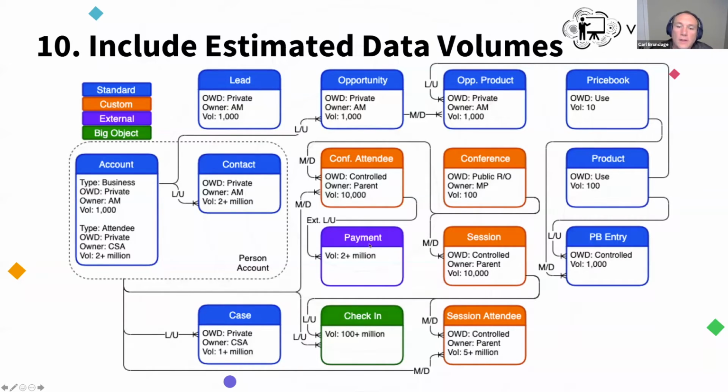And likewise, something like payment has a lot of volume, but we're keeping it off platform. And big object, 100 million, there's no way we put that in a standard object, so it's an appropriate use there. So again, we took a kind of simple object model and put some common nomenclature in it, and then enhanced it to make it even more readable.